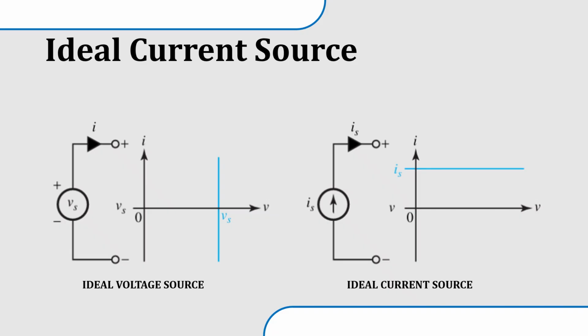The concept of an ideal current source, although less familiar, is useful as we shall see later. It is defined as one whose current is a specified function of time, regardless of the voltage across its terminals. The figures here represent the ideal voltage and current sources.